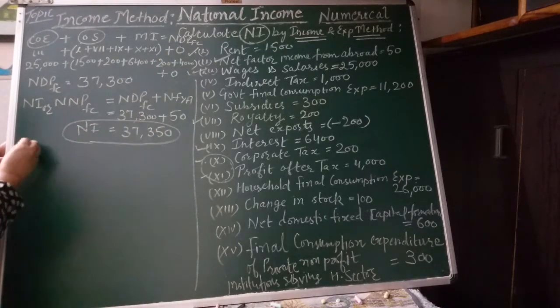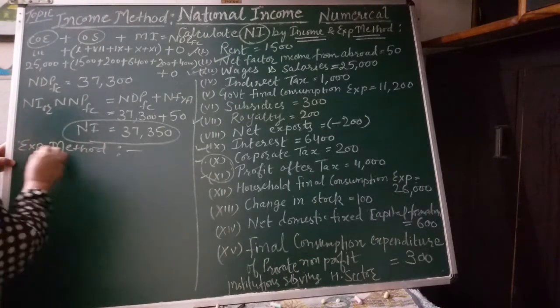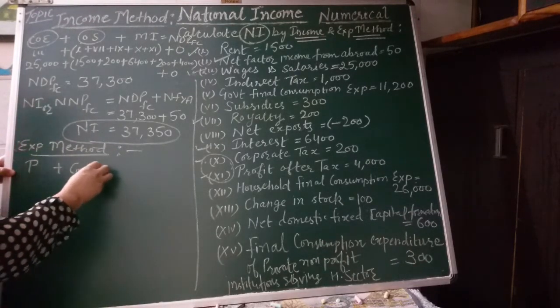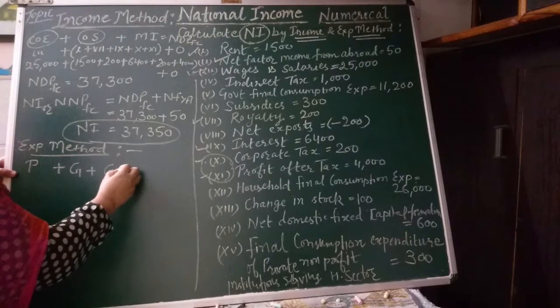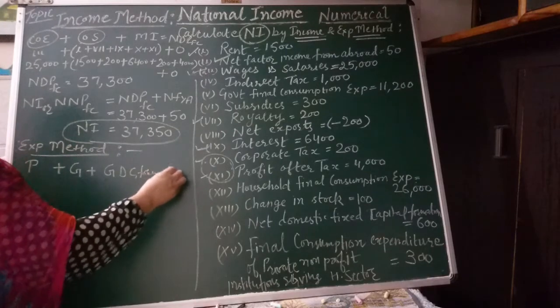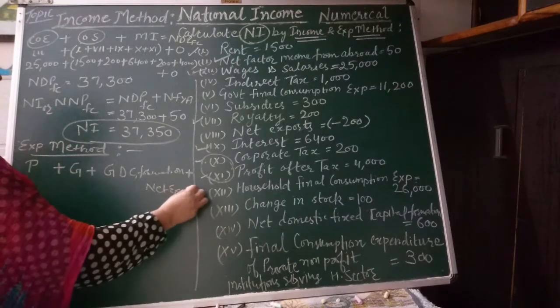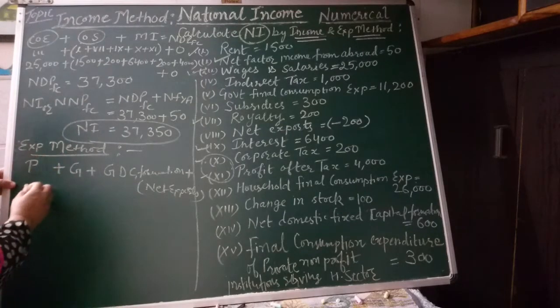Next we have to calculate expenditure method. We know that the components of expenditure method are: number 1, private final consumption expenditure plus government final consumption expenditure plus gross domestic capital formation plus net exports. These 4 components are related to expenditure method. So let us see where is the private final consumption expenditure.